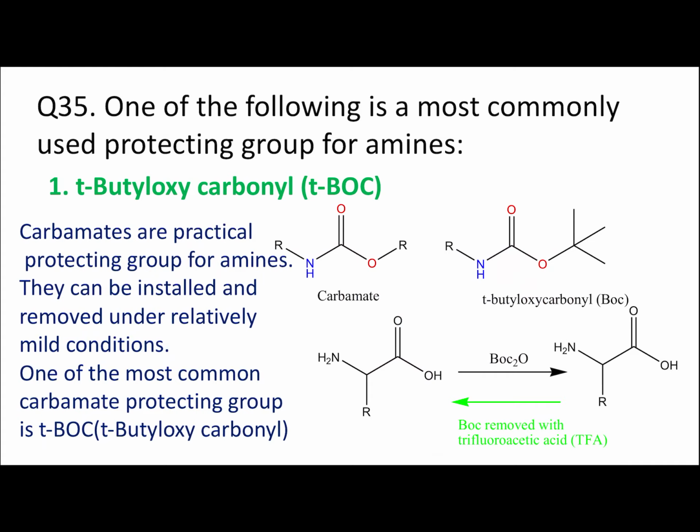Here you can see there is a carbamate functional group, NHC double bond O, and you can see here the product formed after reaction with the amine, this tert-butyloxycarbonyl BOC. The reagent is actually called Boc2O. It is the reagent used to do BOC protection. It is simply called BOC anhydride, but actually it is not an anhydride, it is a carbonate functional group, but people simply call it BOC anhydride.